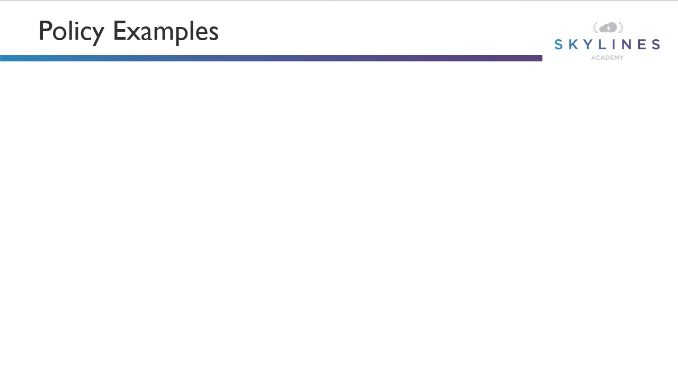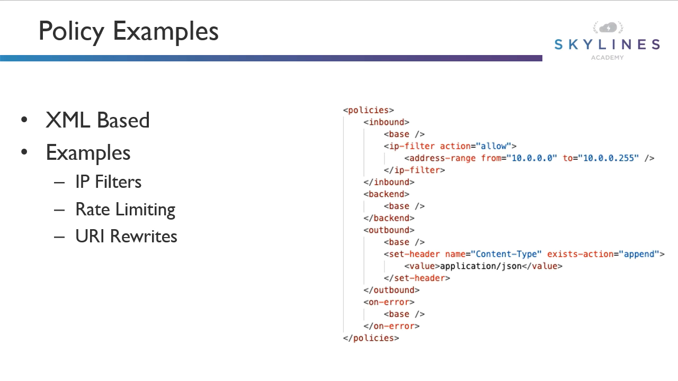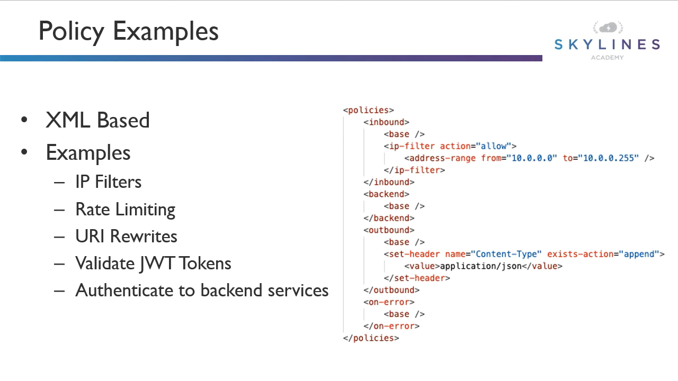When applying policies in API management, you can do it using a GUI-based editor. Additionally, since the policies are written in XML format, you can easily edit them directly using XML. Some examples of ways that we can define a policy include IP filters to restrict who can utilize the API, rate limit to prevent overrunning the backend service, URI rewrites so we can modify how the request is sent to the backend service, validate JWT tokens, and authenticate the backend service so that the incoming request doesn't need to worry about managing any of that information.